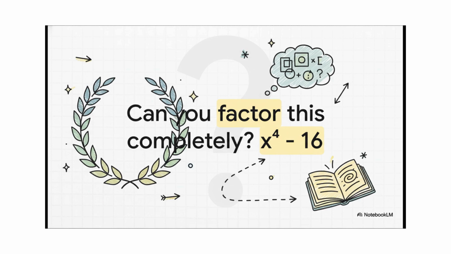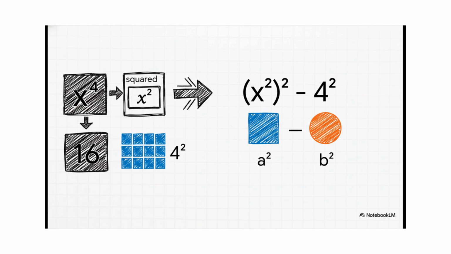Factorize x to the power of 4 minus 16. Now I get it. At first glance, this might look pretty intimidating. But what if we rewrite it in a way that might look a bit more familiar? Let's just reframe it a bit. X to the fourth is really just x squared squared, and 16, well, that's just 4 squared.